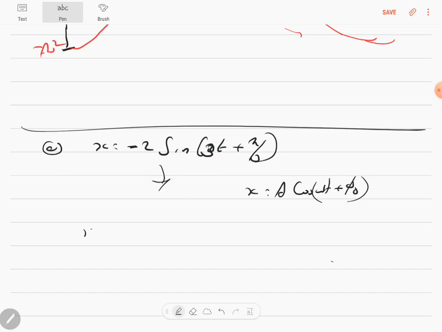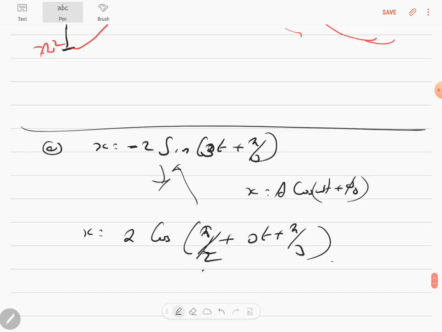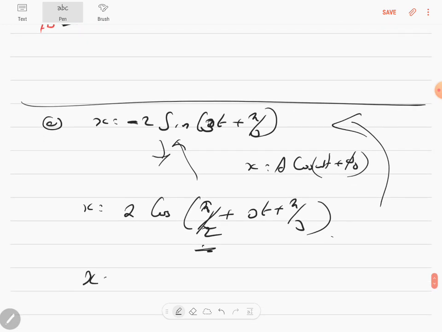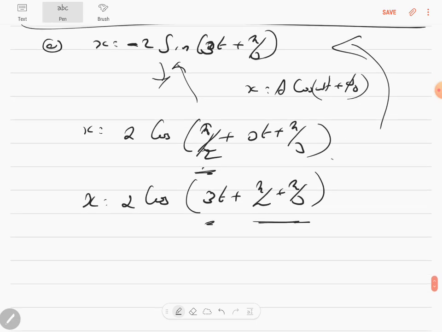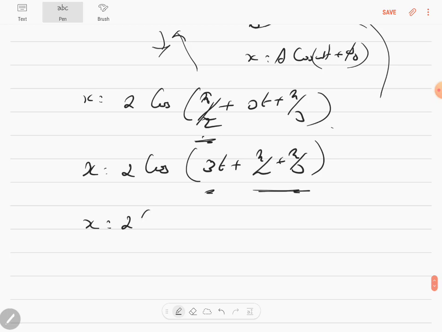So x = 2 cos(90° + 3t + π/3). When I write that, 90 plus is an odd integral, so it becomes sine. Second quadrant, π/2 plus means it will have a negative sign. You can verify what you've written is correct by going in reverse. So x = 2 cos, let's write 3t first and write π/2 + π/3 together, because like ωt + φ₀, we are going to get the phase difference. x = 2 cos(3t + ...), this is 6 LCM, 3 into 2, which makes it 5π/6.